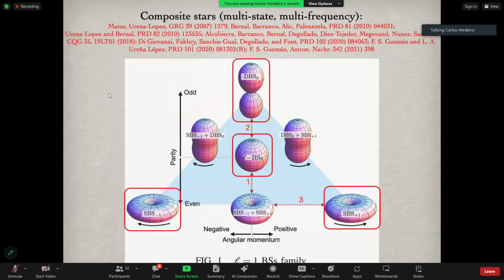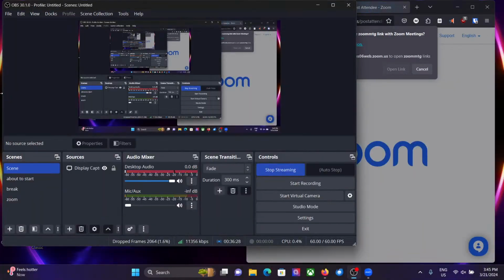And this is for the scalar case. Recently, people have been doing this also for the vector case. It's possible to build also these, say, L Proca stars. And there's a lot of things to explore also on how these combinations can change the dynamical properties of this type of objects.